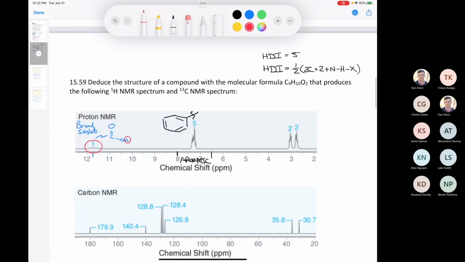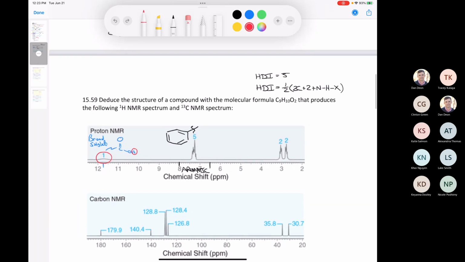Now we've taken care of all the HDI units because an aromatic ring has an HDI of 4 and a carboxylic acid has an HDI of 1. So we know that in this molecule, we have an aromatic ring and we have a carboxyl group somewhere. So now, if you count up all the carbons, we've taken care of 1, 2, 3, 4, 5, 6, 7, but there's a total of 9. So we're missing 2 carbons. We're going to have 2 more carbons.